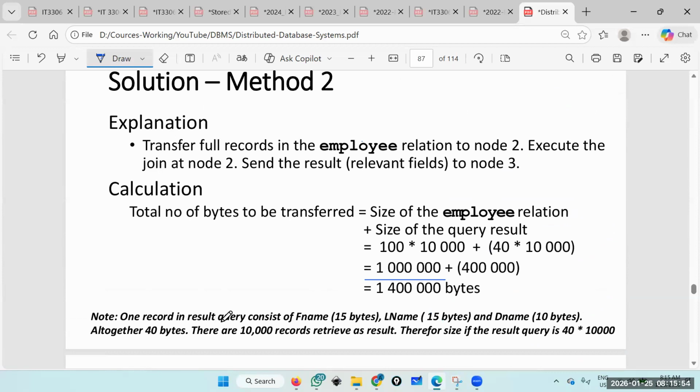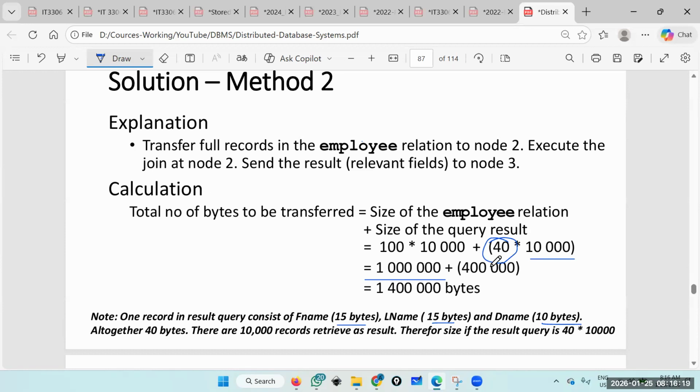One record in the result query consists of 15 bytes. This is a resulting result: first name, last name, department name. So that means 15, 15, 10, 40 byte. And we are going to get 10,000 again because there are 10,000 employees. Right? So after the join also, we are going to get 10,000 records because we are getting employees.